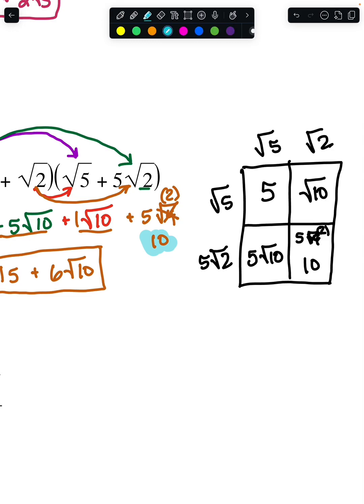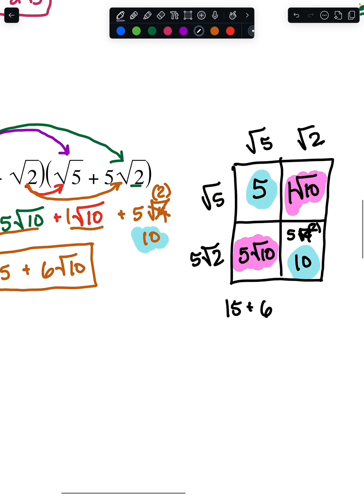And then we're going to add our constants. That's a constant, that's a constant, that's 15. And then I'll put a 1 there so I don't forget. Add my 5 root 10 plus my 1 root 10 is my 6 root 10. That's what it looks like in the box, okay?